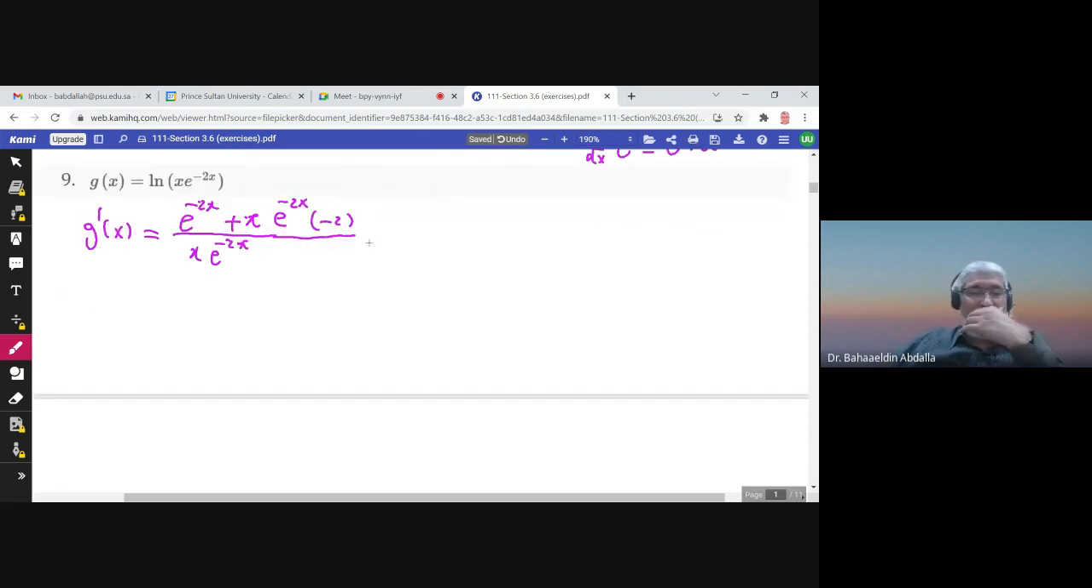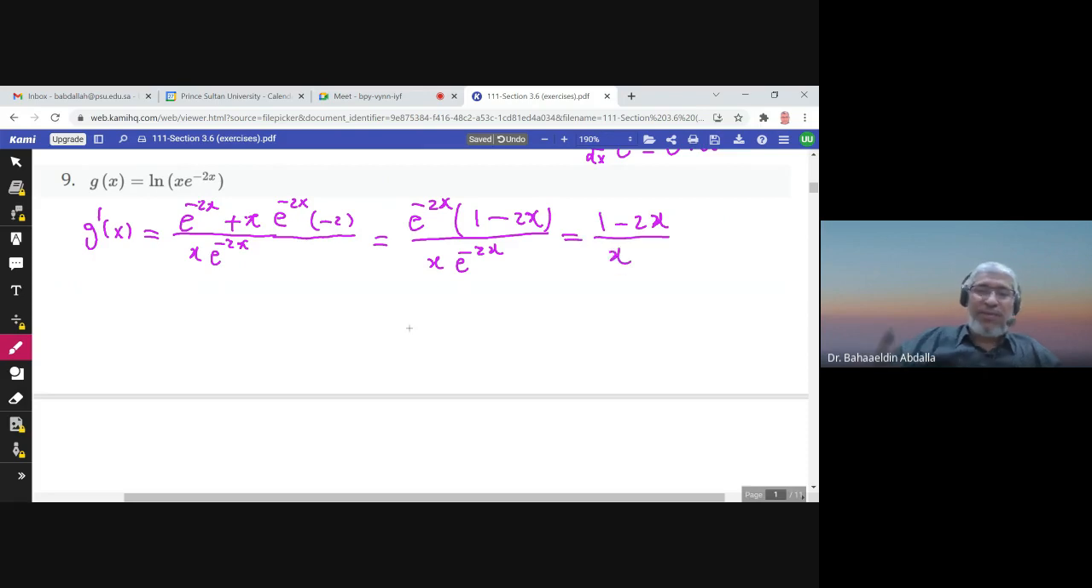So the answer would be, notice I can take e to the power negative 2x as a common factor in the numerator, from the two terms in the numerator. So I'll have 1, and here I'll have minus 2 times x, over x e to the power negative 2x. Now I can cancel e with e, and the final answer would be 1 minus 2x over x.